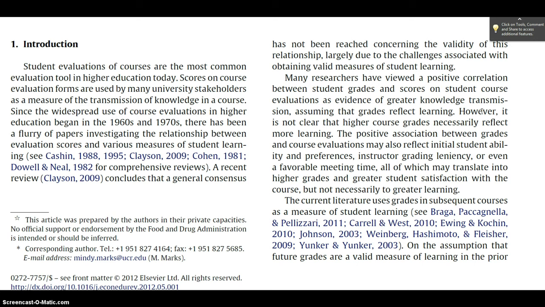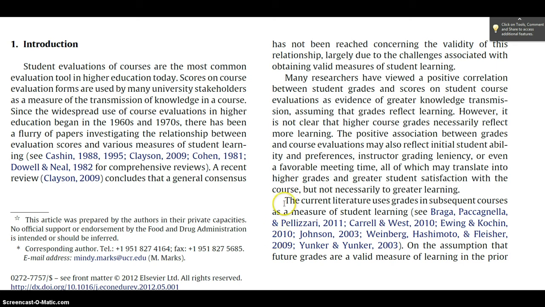So for example, the scores that we're seeing may actually be due to the students coming into those courses already having a lot of ability, being really strong in that subject matter. It could be that the instructor grades really leniently, that they're an easy grader. And it could even be that the class meets at a particular time of day where students tend to be in a better mood. So we can't assume, despite what previous research has done, that higher grades and greater student satisfaction automatically equate to higher learning or a higher degree of learning.